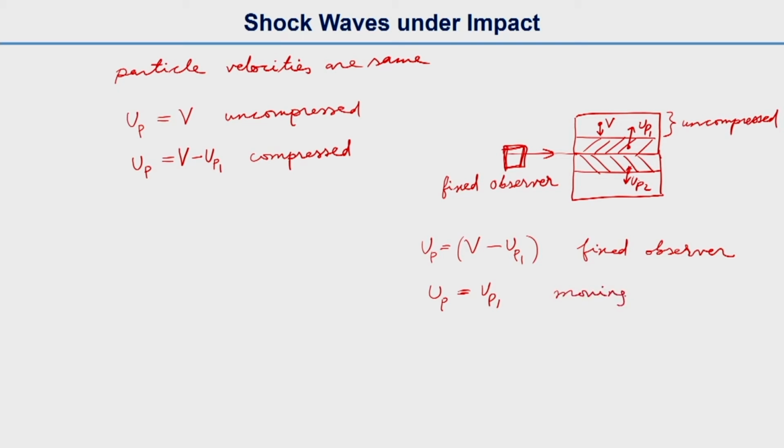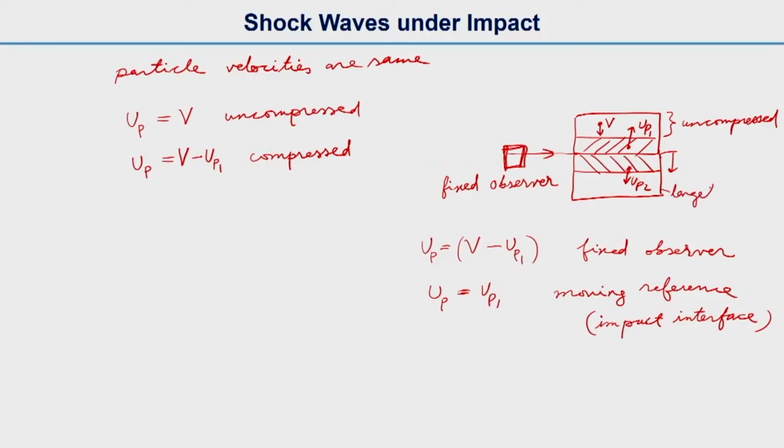So, moving reference, let us say we take the impact interface as the reference, which is moving in this direction. Then the particle velocity is UP1, and if we take a fixed observer outside the system, that is the projectile target system, with the target as the lower one, then our particle velocity will be v minus UP1. And this will give us our condition, the particle velocity is the same.